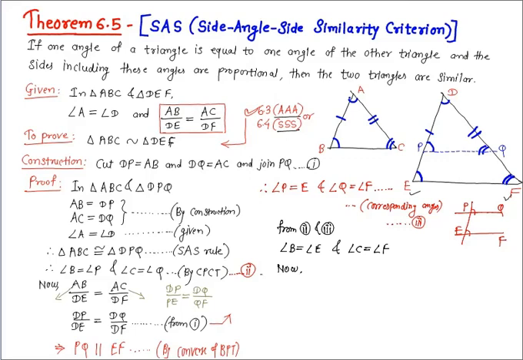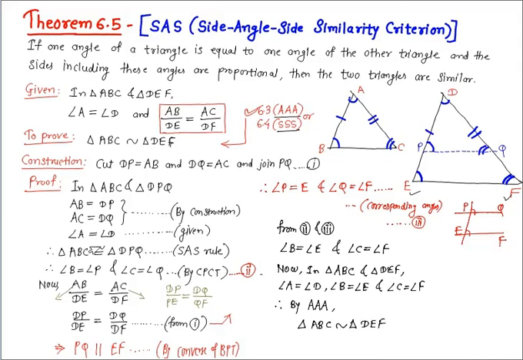So in triangle ABC and triangle DEF, angle A is equal to angle D, angle B is equal to angle E, and angle C is equal to angle F. We just proved this, right? Therefore, by angle similarity criteria, we can write triangle ABC is similar to triangle DEF. This is what we had to prove, hence proved.